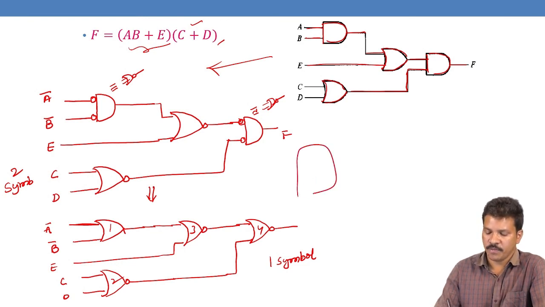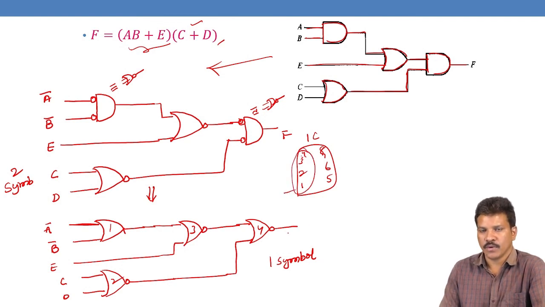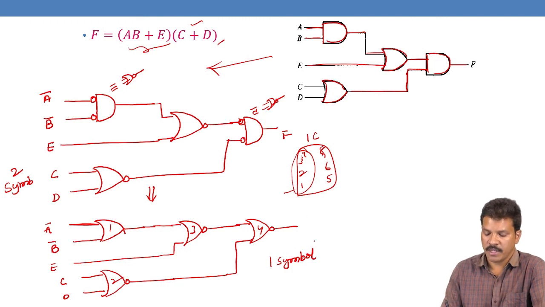So any chip IC which has four NOR gates, we can just use four of them and connect them according to the logic diagram. Then we can implement this Boolean function using one simple IC.